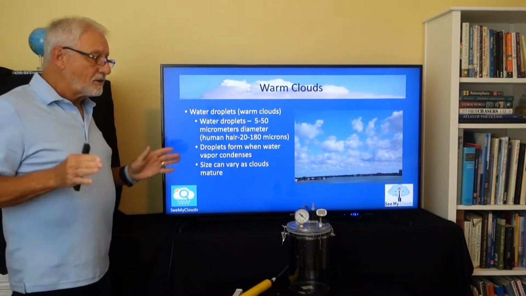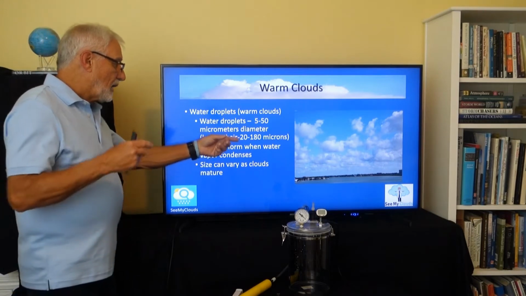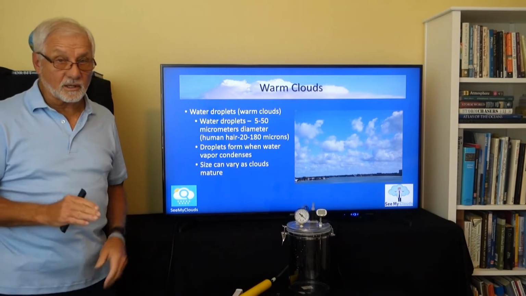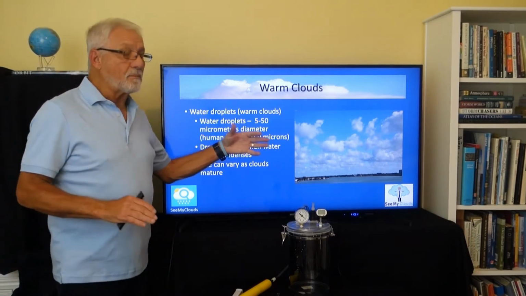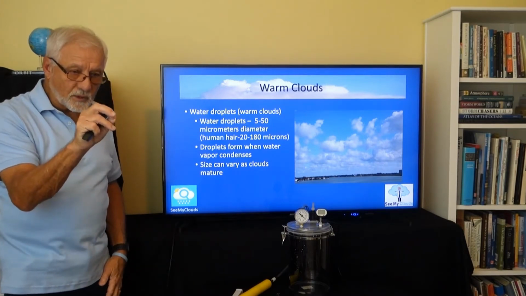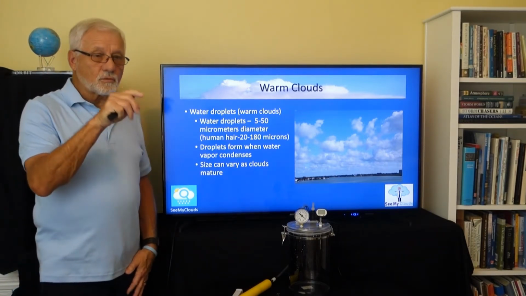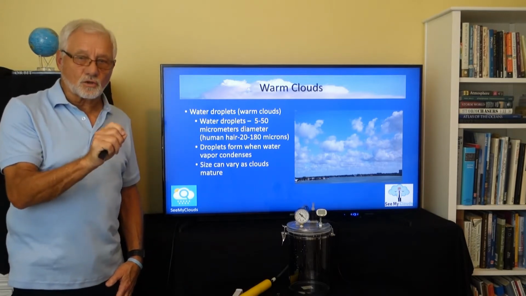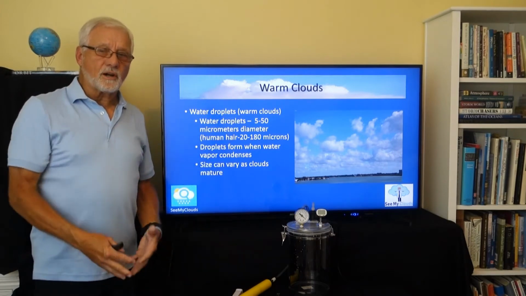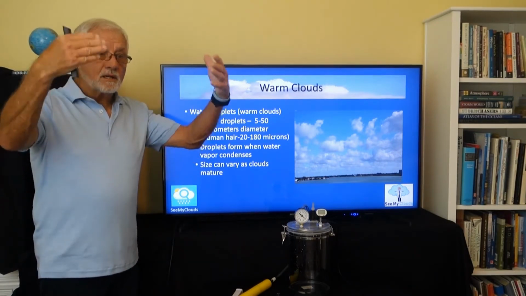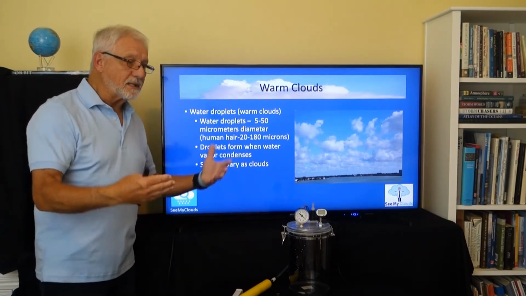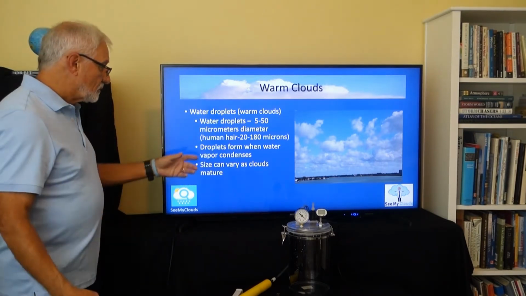Now that may be kind of hard to visualize, but a human hair can range from 20 to 180 microns. There's a lot of variability in that. But that gives you an idea. You can usually see the width of a hair. And the same way, if you look closely, you can actually see the water droplets, even though they're fairly small. Now, because they're small, they do not fall very quickly from the atmosphere, so they remain suspended for some time. They do drift down with time, but not at a very rapid rate.